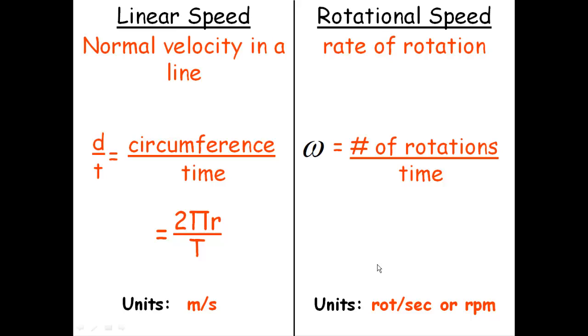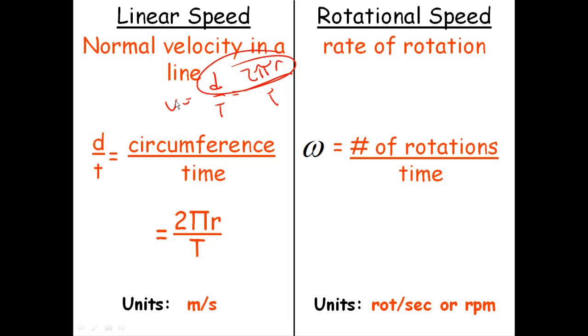We also have to talk about a couple of different speeds. Linear is the type we've always worked with. V is equal to d over t. That's not a new concept. But remember, when we talk about circular things, the distance of something circular would be its circumference. And the circumference of an object is 2 pi r. So that distance is its circumference.